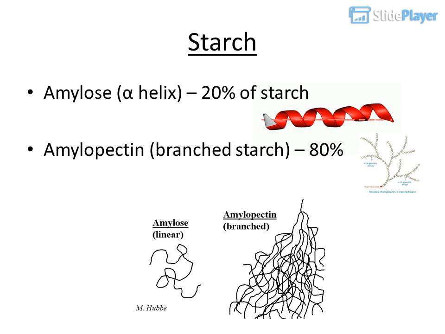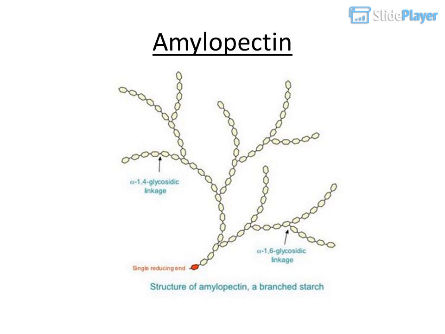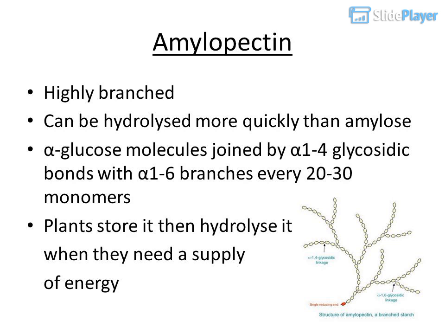Amylopectin, branched starch, 80%. Amylopectin is highly branched and can be hydrolyzed more quickly than amylose. Alpha-glucose molecules joined by alpha-1,4 glycosidic bonds with alpha-1,6 branches every 20 to 30 monomers.